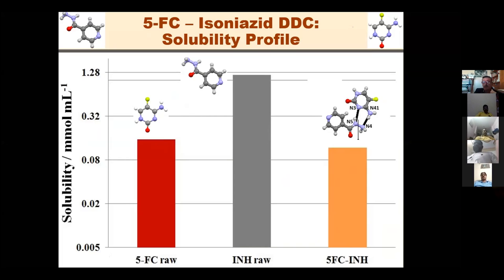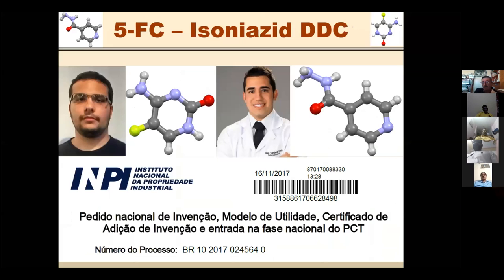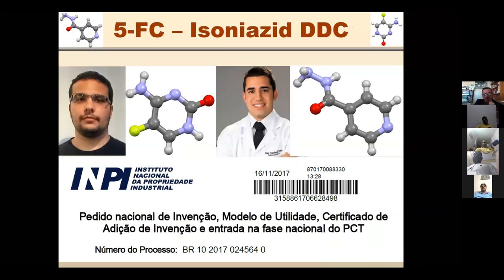Again, it was possible to file a patent here, which is very important mainly to show our science agency that we can have a product as a result of our research.